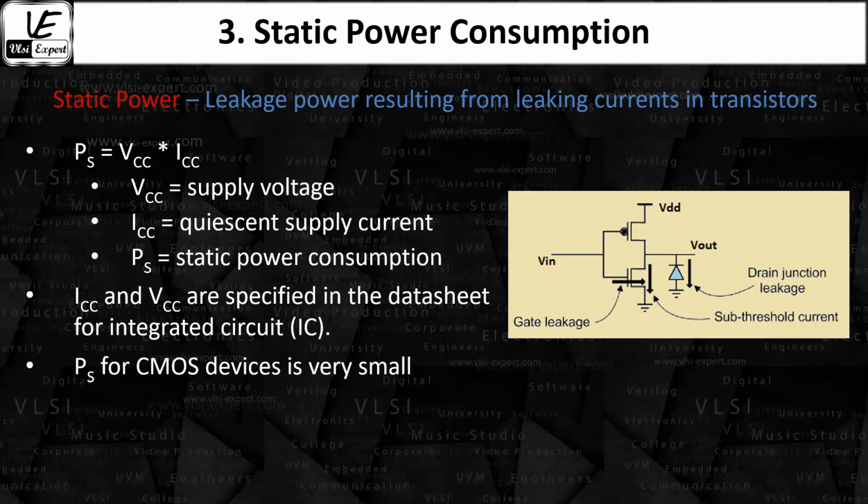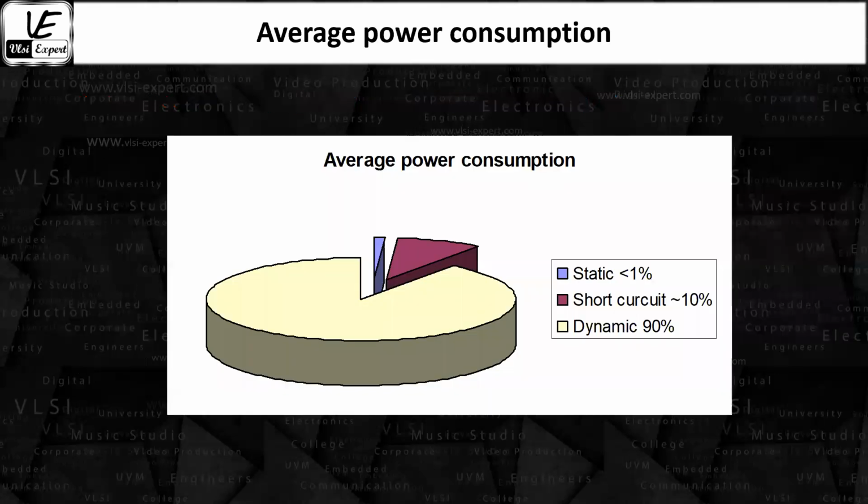But as the technology shrank and device miniaturization came, this leakage component became dominant over the dynamic component. The leakage currents started increasing, and the overall static power dissipation increased. Different types of leakage current are present, like drain junction leakage, subthreshold leakage current, and gate leakage current. All these will be discussed in detail in the next module.